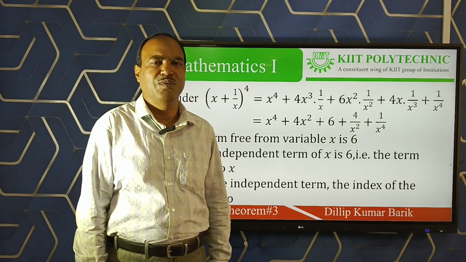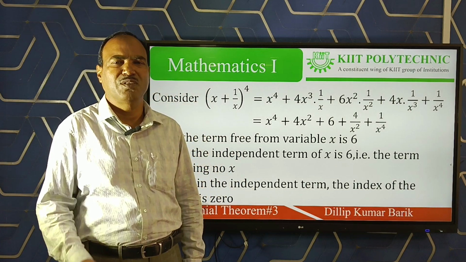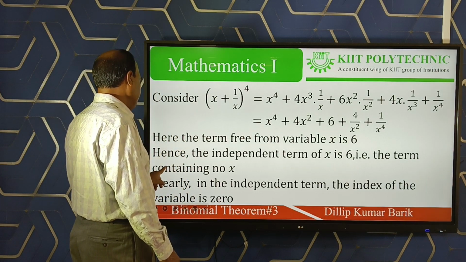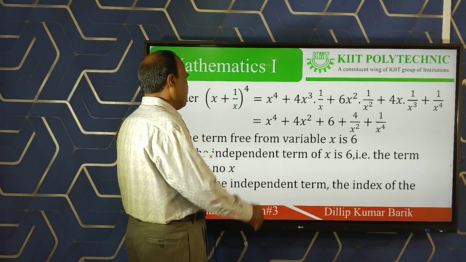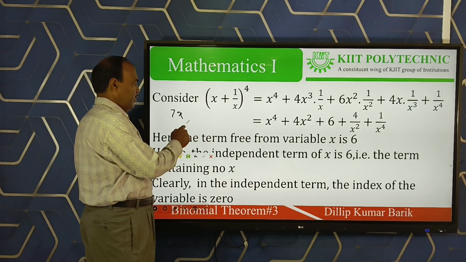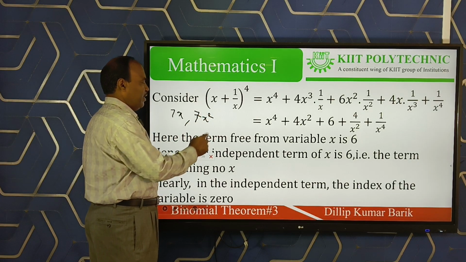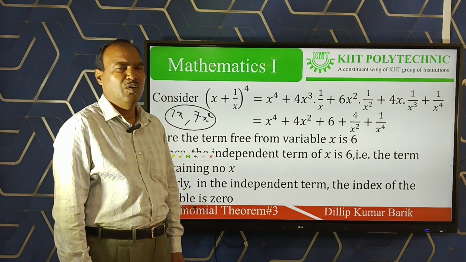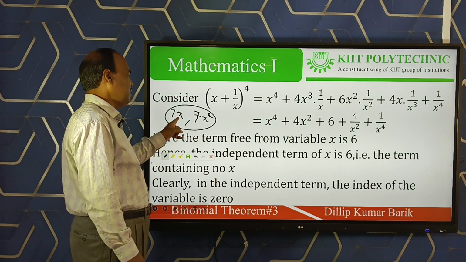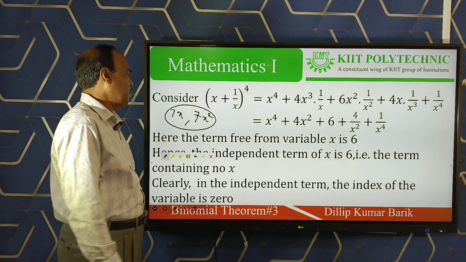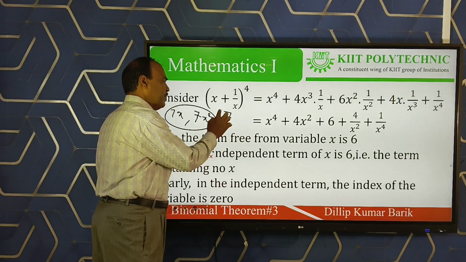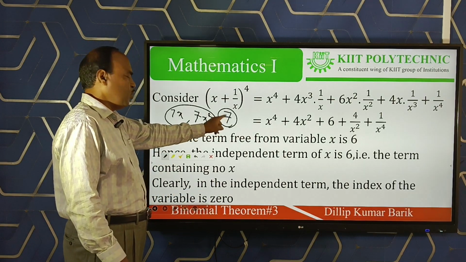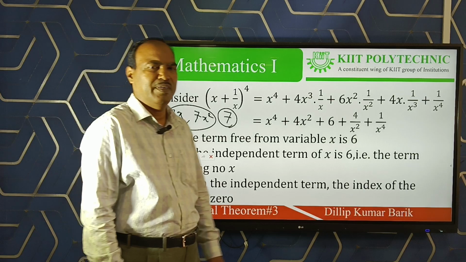By independent term we mean the term which is not dependent on the variable. For example, suppose I write a term here, 7x or 7x square. Now these are two monomial single terms which contain x. In the first term x is present, in the second term x square is present. I write here another term 7, this is also a term, but in this third term there is no x, or this is the term free from x.